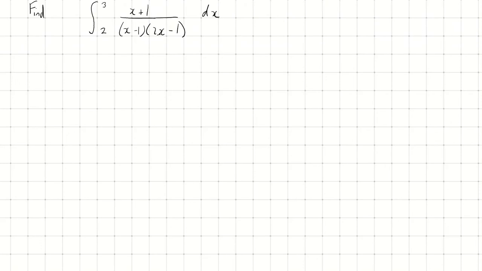So this question is asking us to find the integral of a pretty complicated fraction. It's the integral of (x + 1) over (x - 1)(2x - 1). Well, the good news here is that the denominator has been split into two factors, (x - 1)(2x - 1). So we can rewrite this fraction in partial fractions and then take the integral of the partial fractions. So let's look at rewriting this fraction as a partial fraction.